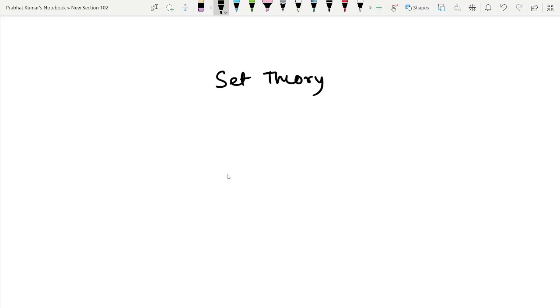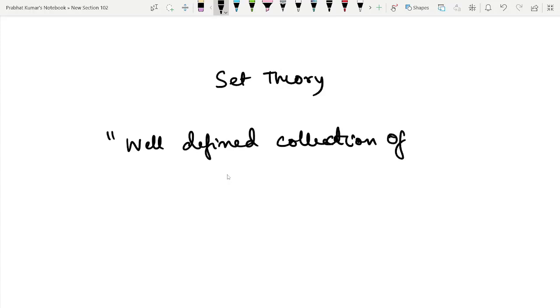So what is a set? A set is basically a well-defined collection of objects. So you have some objects or some elements that are well defined. So you group them together and you call that a set. Let's see via some example what actually is a set in practical sense.